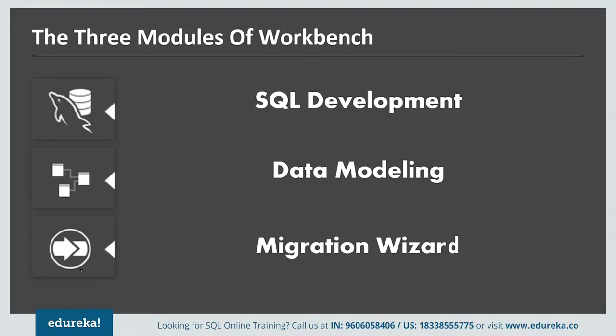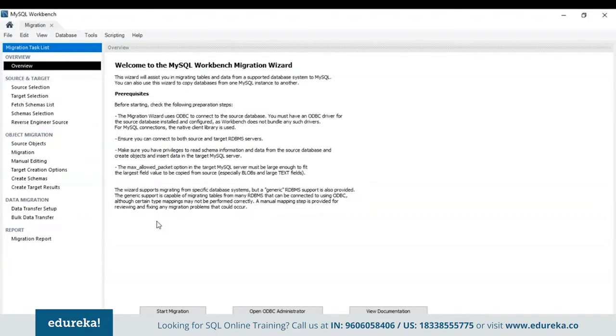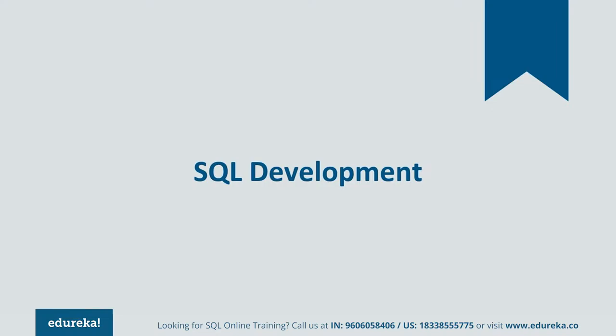And finally, coming to the third module, that is the Migration Wizard. You can migrate data of a database from one connection to another database or connection. Or you can also perform other tasks such as manual editing and the target creation option. You can also create schemas over here. And you can finally get a migration report. So guys, these were the various modules of Workbench. So let's get started with the first module, that is the SQL Development.